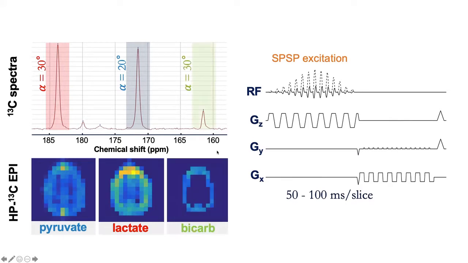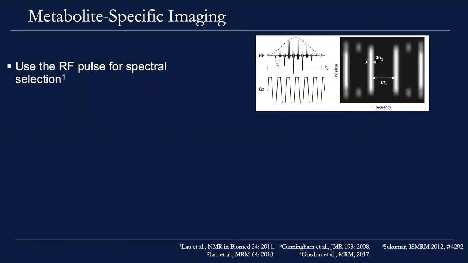And the benefits here really come down to scan times. We acquire data from 3 frequencies in around 150 to 200 milliseconds, whereas if we were going to do EPSI or CSI, it would take anywhere from 8 to 30 times longer to acquire that same information.